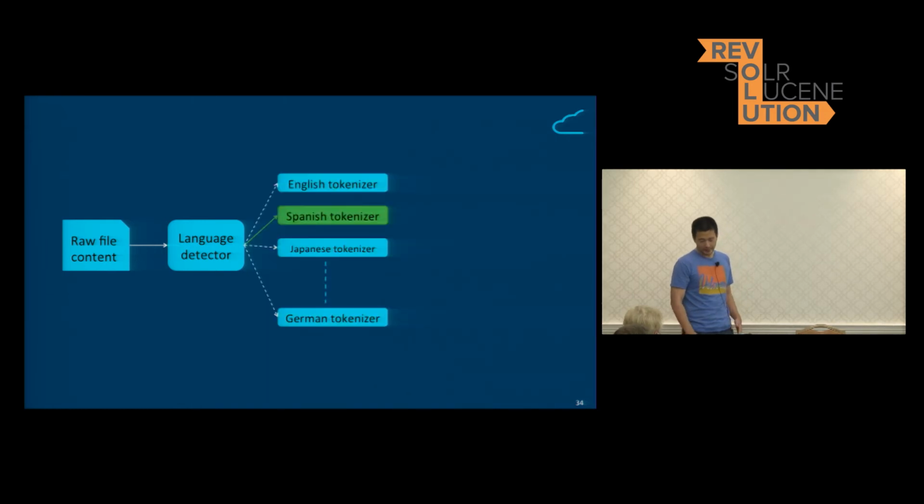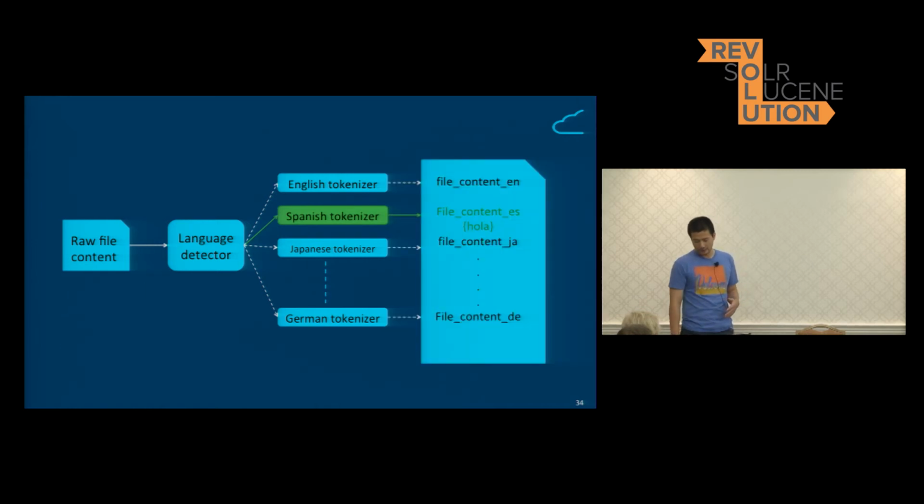How we do it is we have a language detector module in our indexer. When the raw file content comes in, it first goes through that module and detects what language it is. And then we have a process in the indexer that copies the entire file content to a language-specific field, which has its own tokenization rule. So it's tokenized in a language-specific way, and the result is stored in a language-specific field.